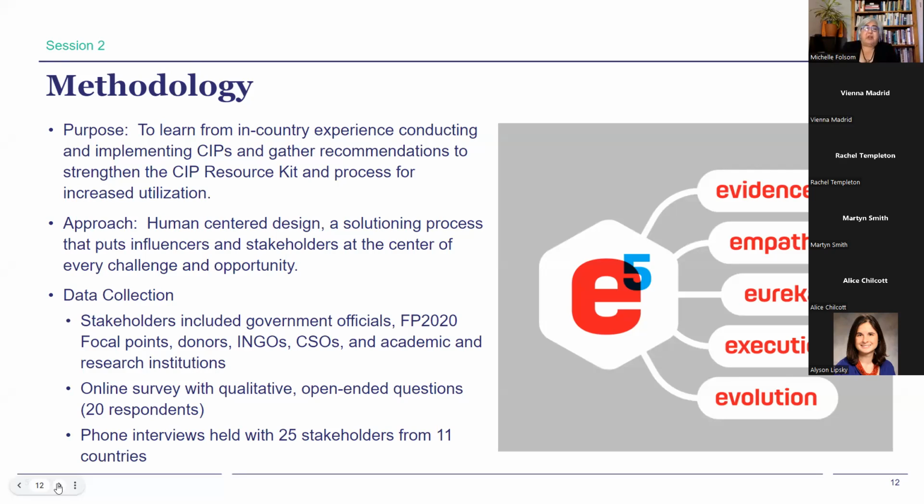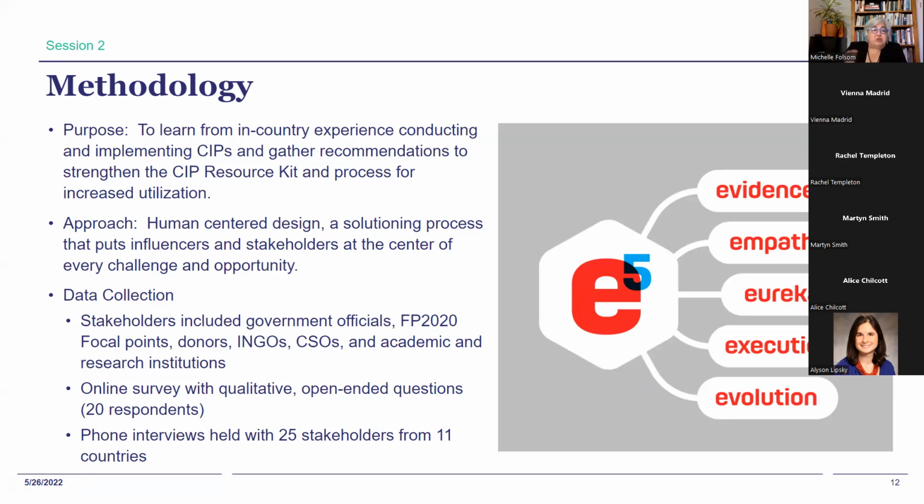We used a human-centered design approach, which is really a solutioning process that puts influencers and stakeholders at the center of every challenge and opportunity. And I think that was critical. And the way we put the paper together, it really is a string of voices representing a multitude of stakeholders. We heard from government officials, from FP 2020 focal points, from donors, from INGOs, from CSOs, and also from academic and research institutions.